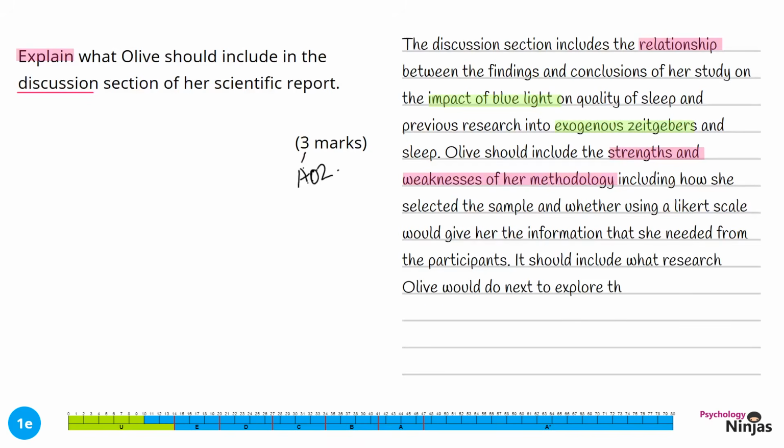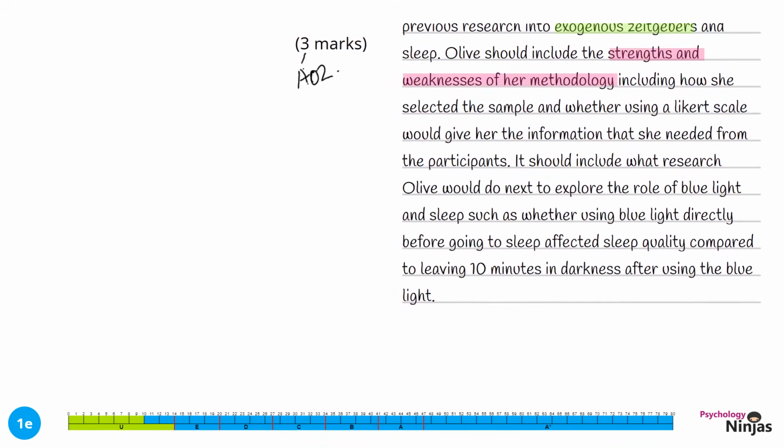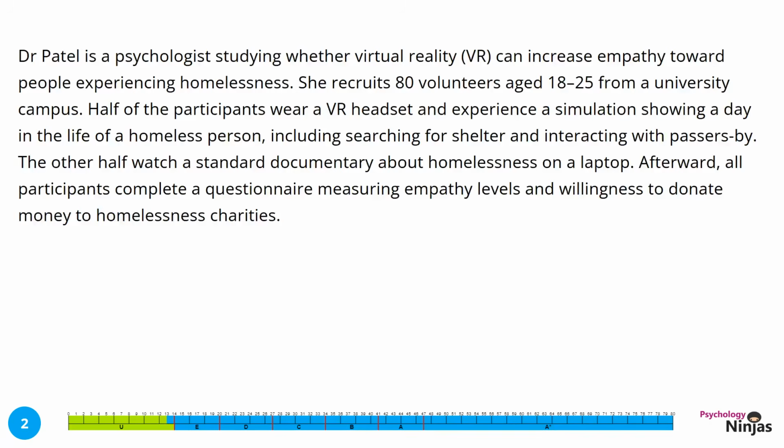And finally, it should include what research Olive would do next to explore the role of blue light and sleep, such as whether using a blue light directly before going to sleep affected sleep quality compared to leaving it 10 minutes in darkness after using the blue light. So we have our final understanding of what should be included in a discussion section, so what to do next, the next area for research, and we have linked this into Olive's study by giving an example of what she might do next.